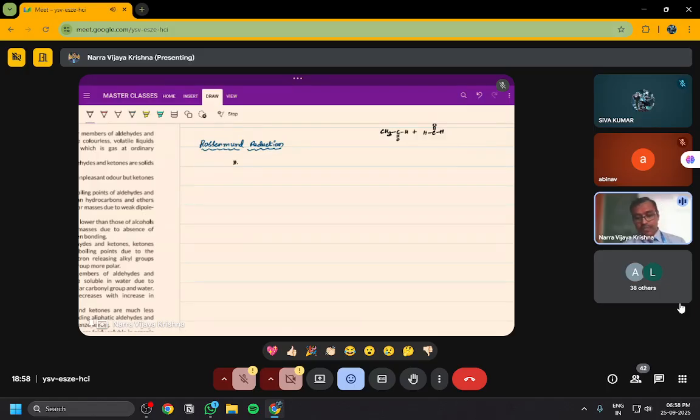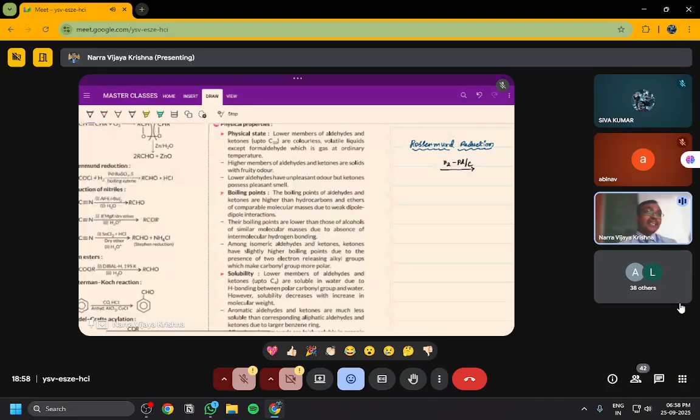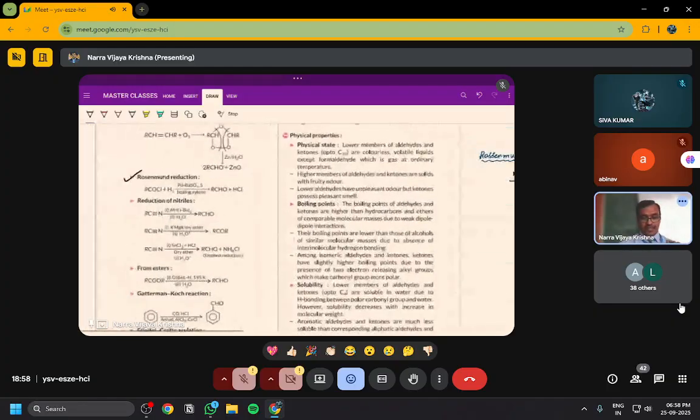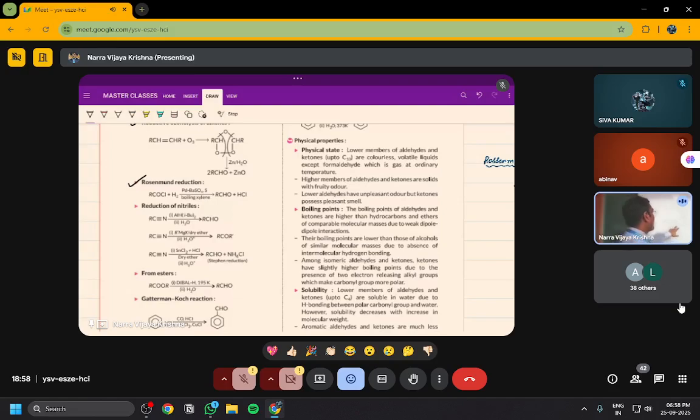Hydrogen in presence of palladized carbon. If I take barium sulfate, quinoline, or sulfur, then it is called Lindlar's catalyst. Here, what have we taken? Only sulfur: hydrogen in presence of palladized carbon, barium sulfate, sulfur, right?